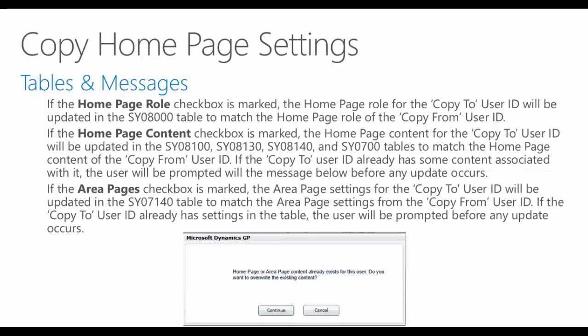So let's look at some details on what tables are affected when you do use the copy homepage settings. If you mark homepage role, you'll see that the table affected is the SY08000. When you do the homepage content, there's a list of tables that'll be updated, and then the same for area pages. The message at the bottom is just the message that you'll see when the user that you're copying to already has some content customized for them, and it's just letting you know that it'll overwrite existing content if you click Continue. And then the other option is to click Cancel, which will cancel the copy operation that you were doing.